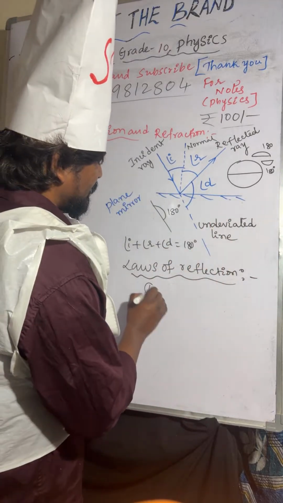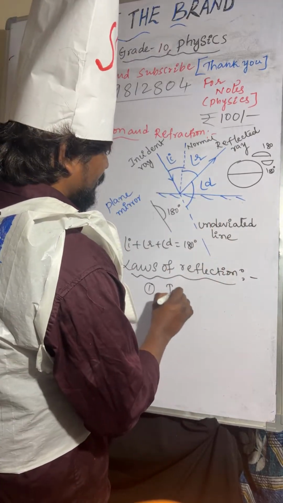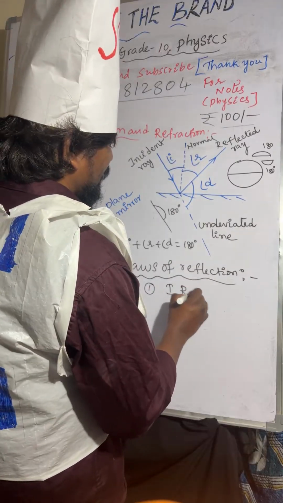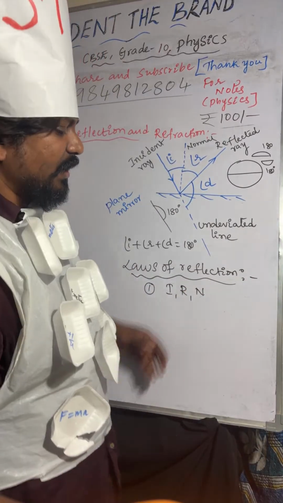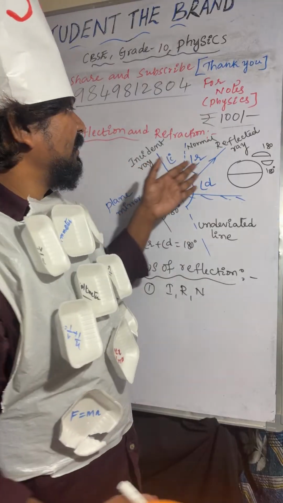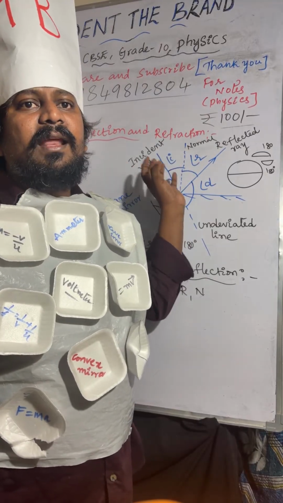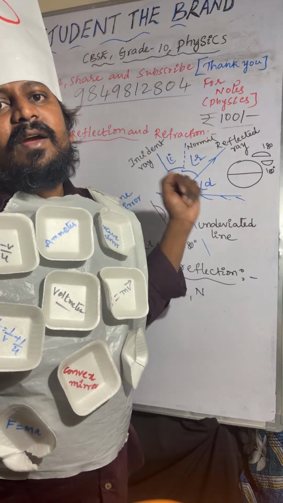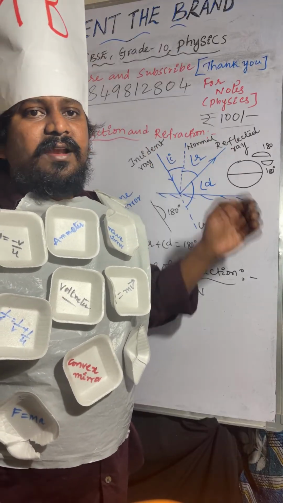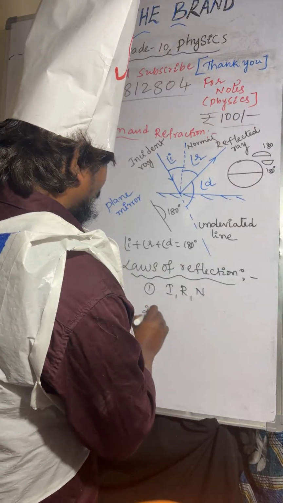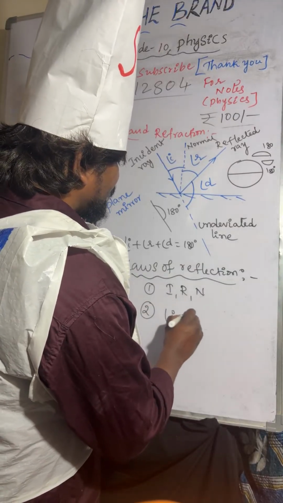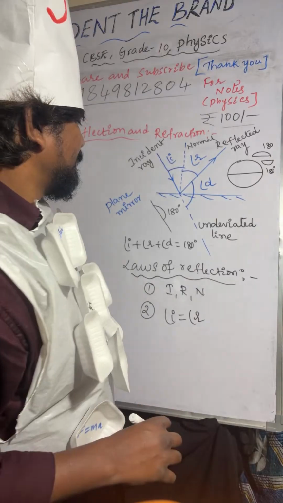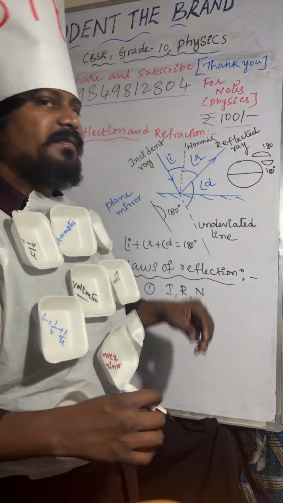First point: the incident ray, reflected ray and normal line lie on the same plane. Second point: the angle of incidence is equal to the angle of reflection. These are the laws of reflection.